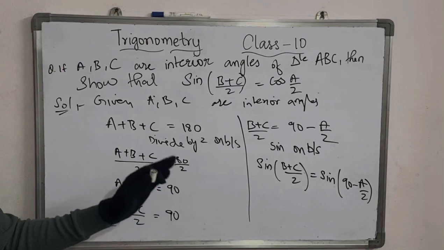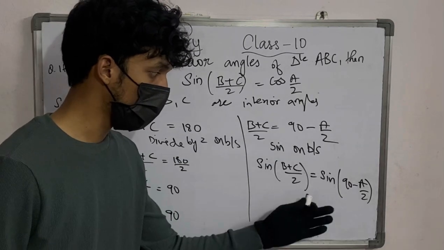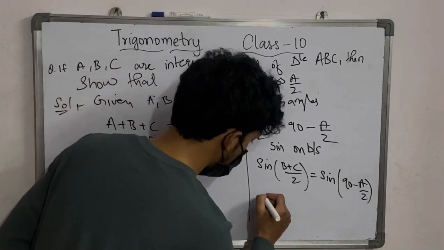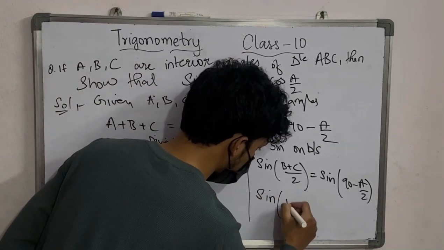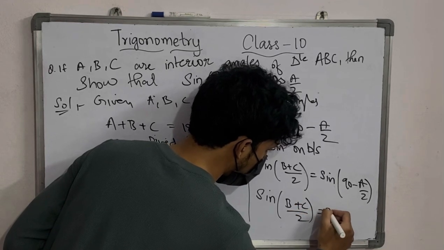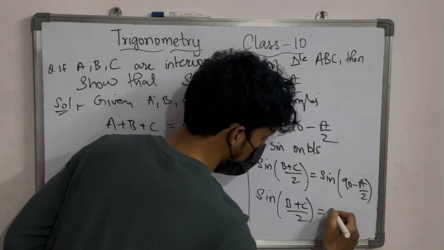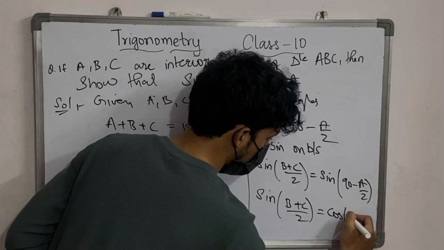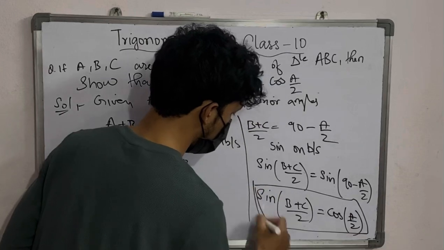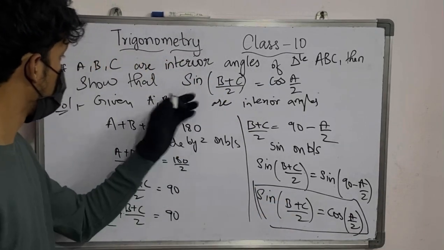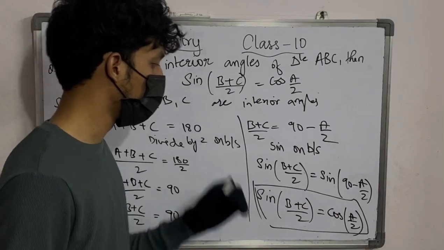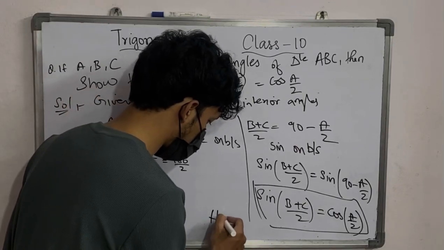Right now I can use the formula that sine (90 minus theta) is cos theta. So I'll write the same as it is: sine (B plus C) by 2 is equal to sine (90 minus theta), which can be written as cos theta, guys. So cos A by 2. So you can see that we have proved the given. This is what we had to prove. So hence we have proved the question, guys.